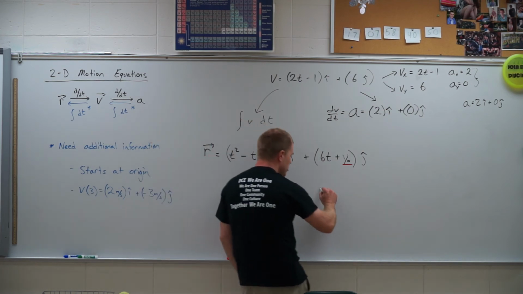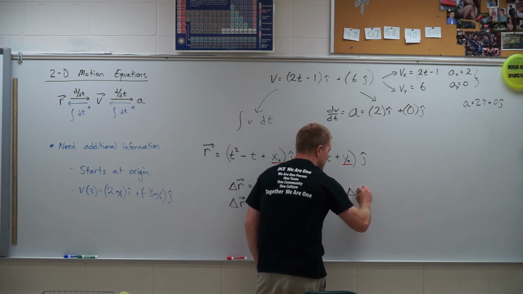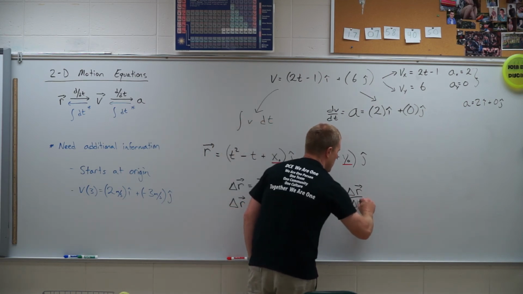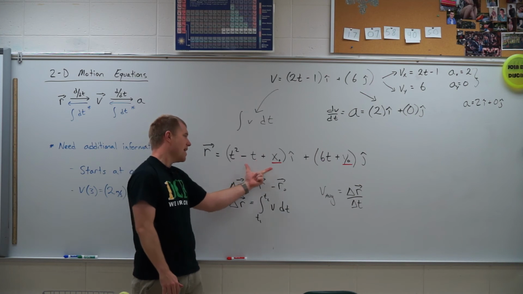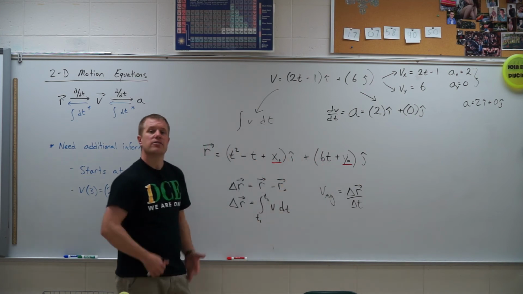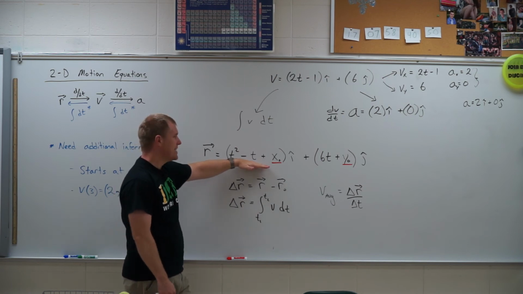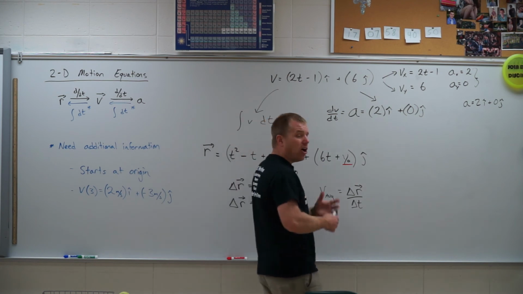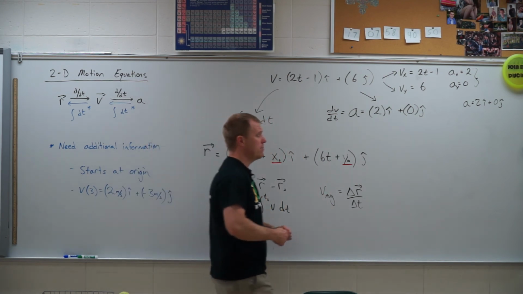Or v average. V average is going to be my displacement, which I could find either way, divided by my time. It's just now I'm going to have components in the i hat or j hat direction. Now, something to keep in mind about 2 dimensions. Here I have it in these rectangular situations of i hat and j hat. But I could also put this into a more polar type of problem.